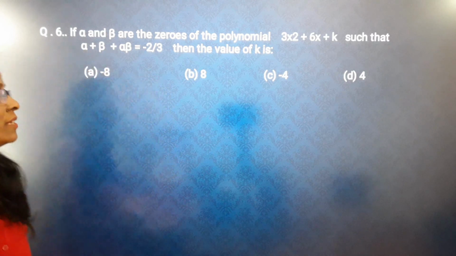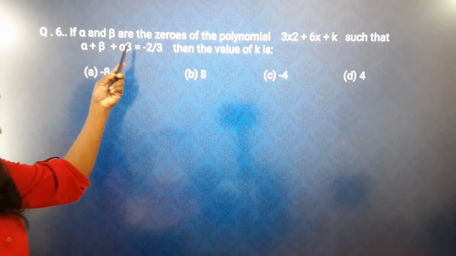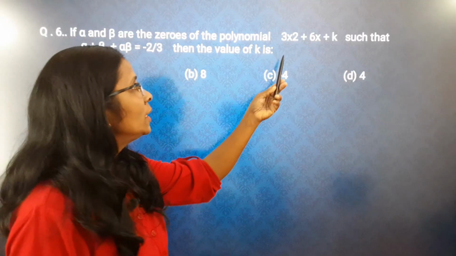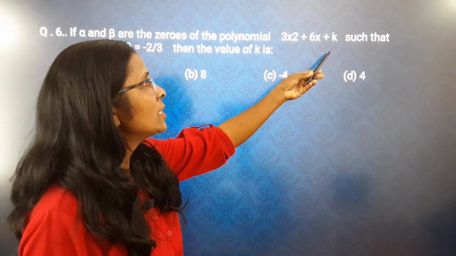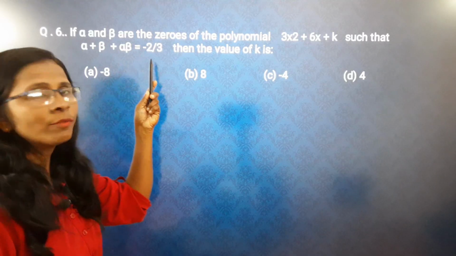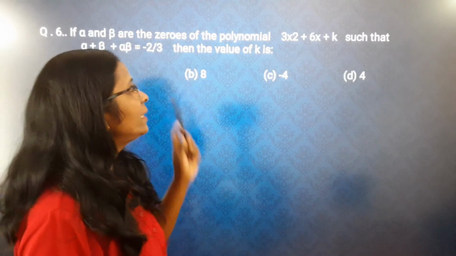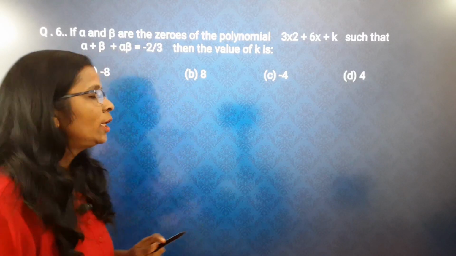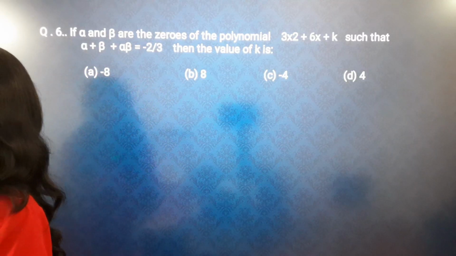6-1 question, students. If alpha and beta are the zeros of the polynomial 3x square plus 6x plus k such that alpha plus alpha beta is equal to minus 2 upon 3, then the value of k is. Okay, so let us see how can we solve it.